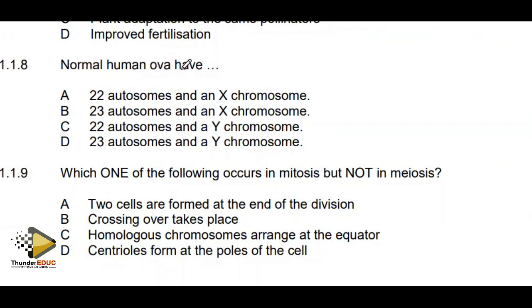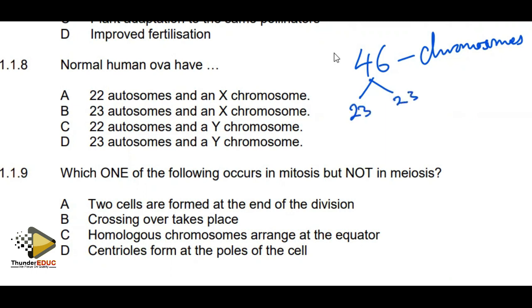Normal human ova have normal human. Remember that when you talk about humans, they have what you call 46 chromosomes. Yes, but each ova or sperm has half of the chromosome number. So it means that it has 23 here, 23.